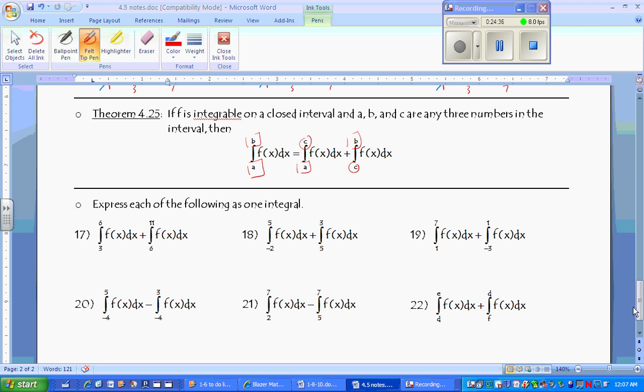So, almost done here. A few more problems to look at. For this one, number 17, we're supposed to express this as one integral. So if we're doing this from 3 to 6 and then 6 to 11, we can write this as definite integral from 3 to 11 of f of x dx. For 18, negative 2 to 5, and then from 5 to 3, even though these kind of go backwards from a larger number to a smaller number, as long as these are the same, we can use this theorem. So from negative 2 to 3 of f of x dx.